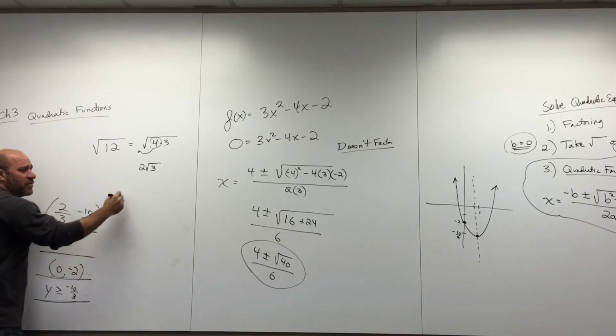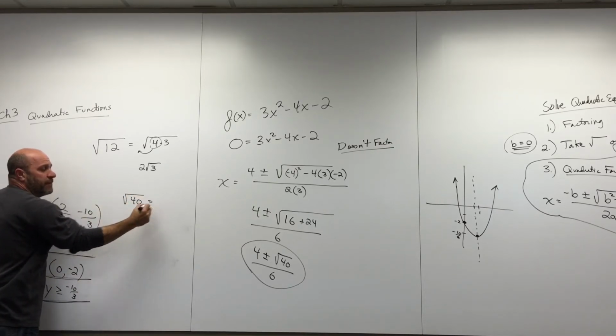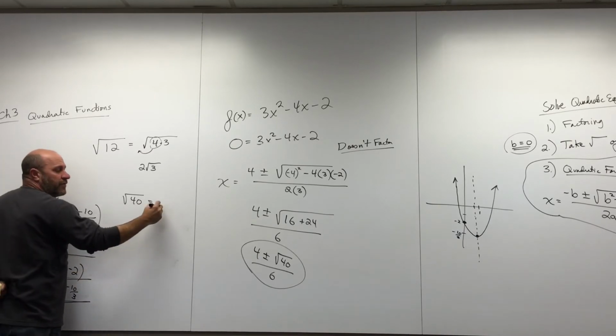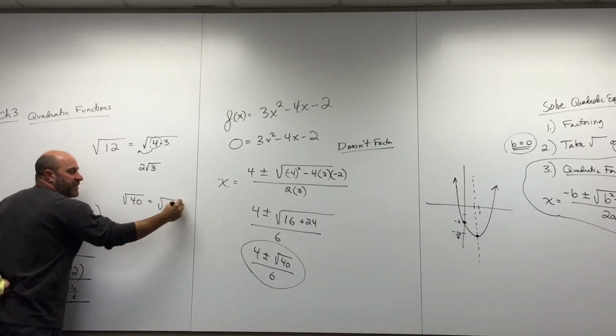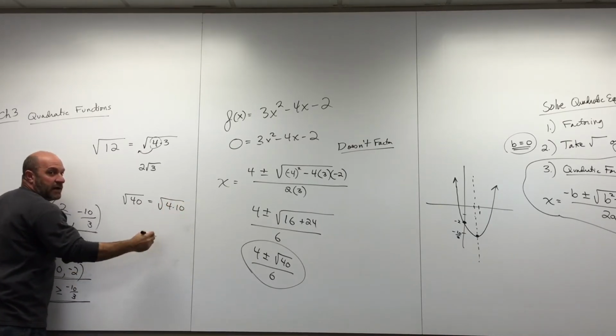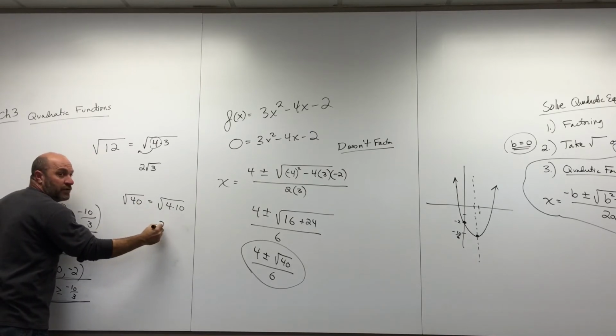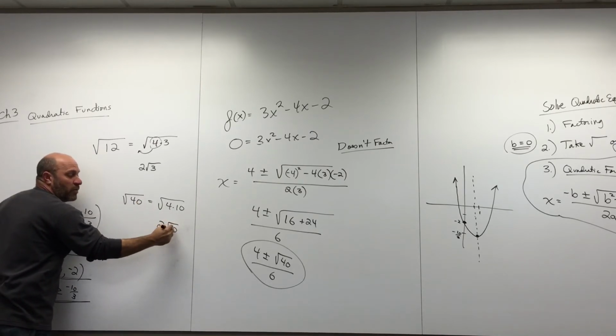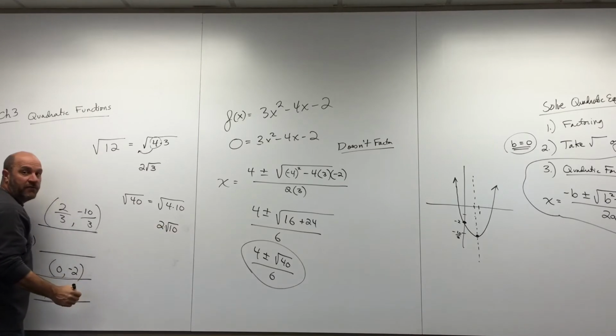What am I going to do with my square root of 40? What am I going to do? 10. Good. I'm thinking of it as a 4 times 10. I pull out the 2. I'm left with the square root of 10. When you pull out that 2, it's multiplied right in front.